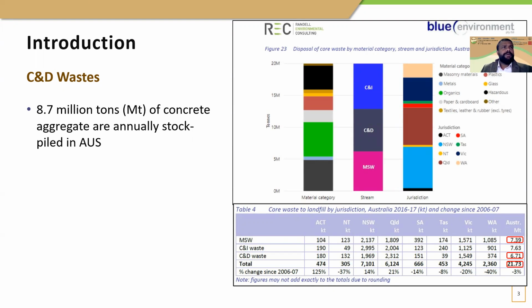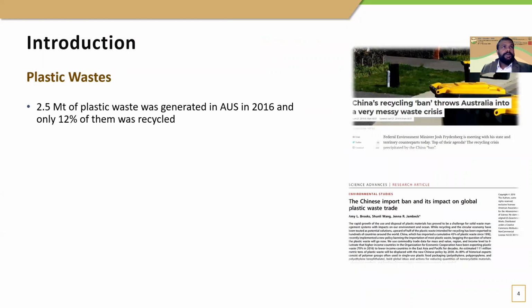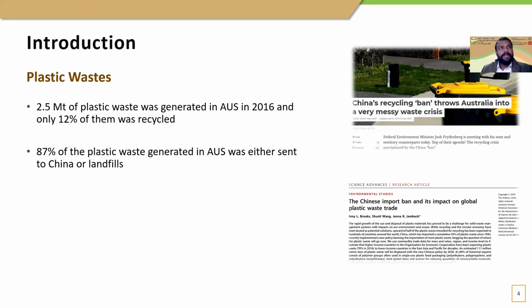When we're talking about the CND waste, 8.7 million tons of concrete aggregates are annually stockpiled in Australia, and 6.71 million tons of construction and demolition waste and 7.39 million tons of municipal solid waste were sent to landfills in 2016. And 2.5 million tons of plastic waste were generated in Australia in 2016, and only 12% of it was recycled.